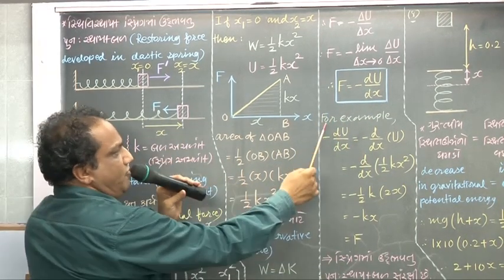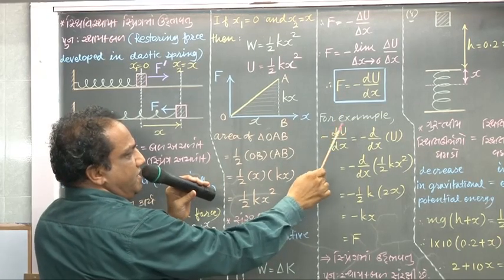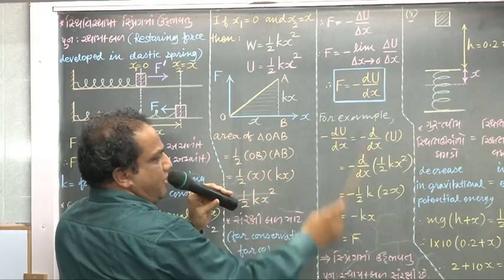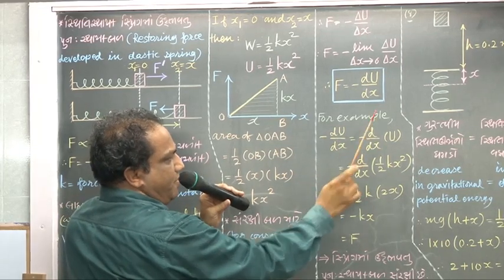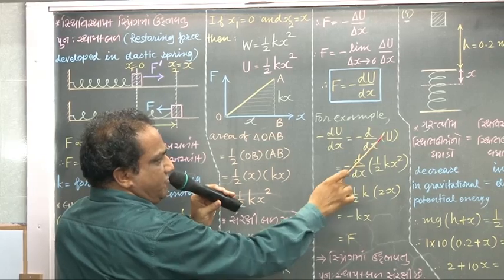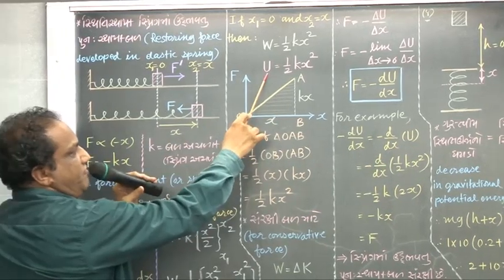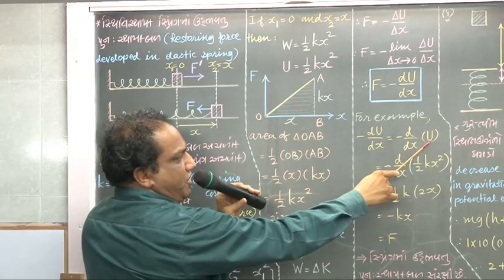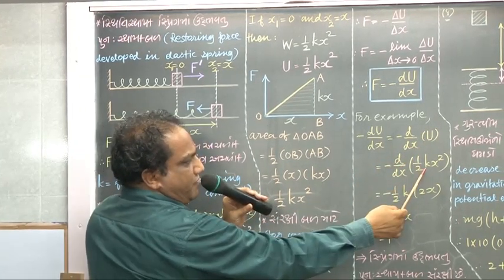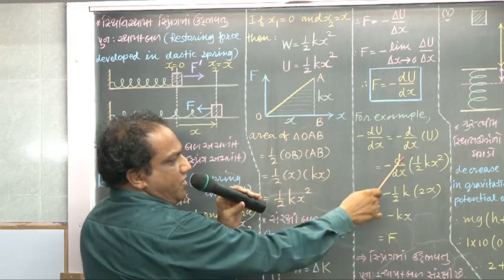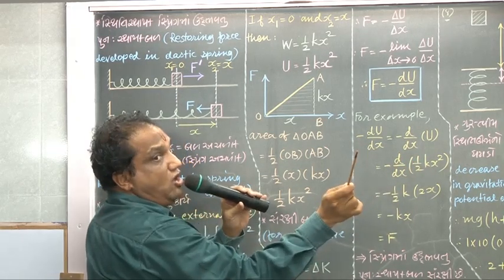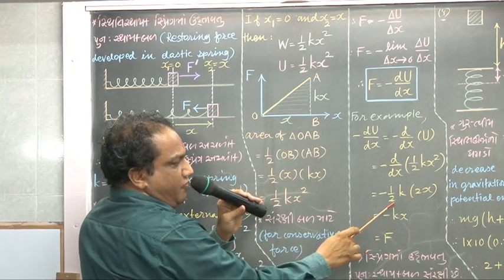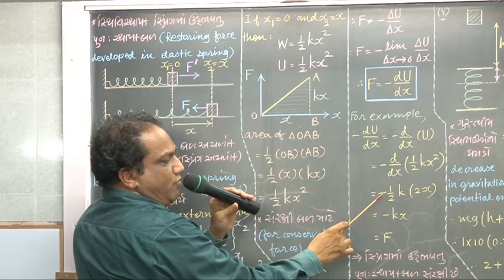Let us prove it. For example, suppose I want to find out minus dU by dx. So it is minus d by dx of U. What about U? Just now we obtained it: it is half k x square. The formula of elastic potential is half k x square, because 1 by 2 k is a constant taken out. Now d by dx of x square, the derivative of x square with respect to x. What is it? 2x. Yes. Now 2 will cancel, so giving you minus kx.